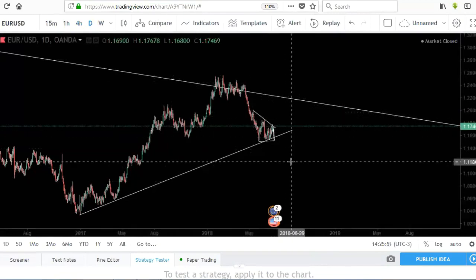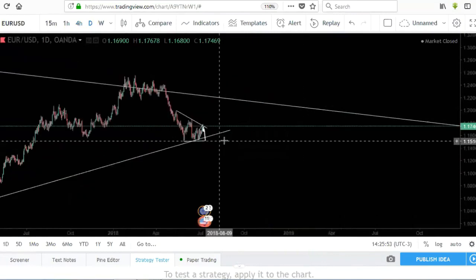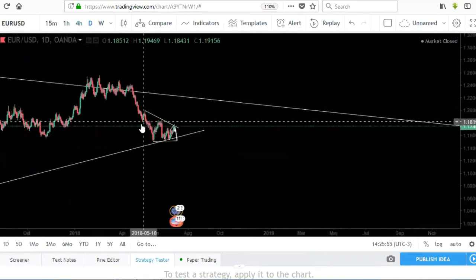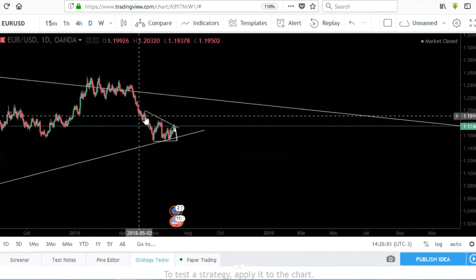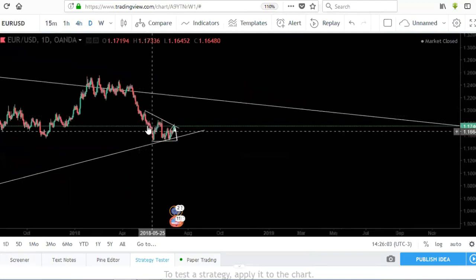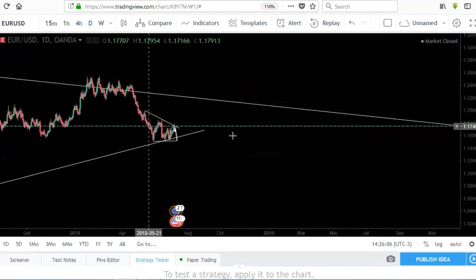Because we know whenever it goes down, it goes. Check here, if a person took buy trades here, they would have got a few pips. But compared to a person that took a sell trade, check how many pips the person got. The person got a lot of pips.